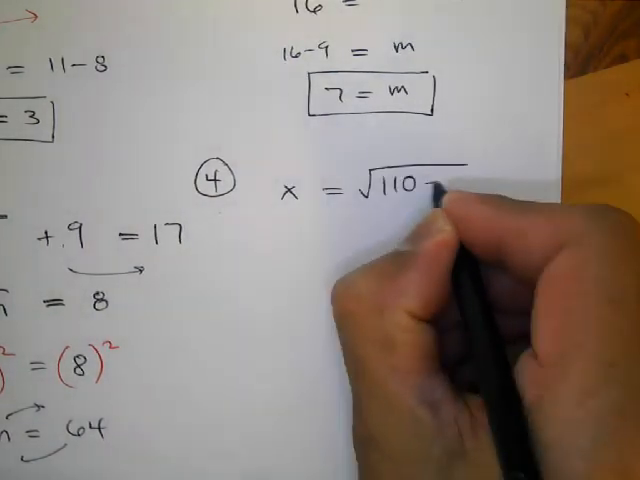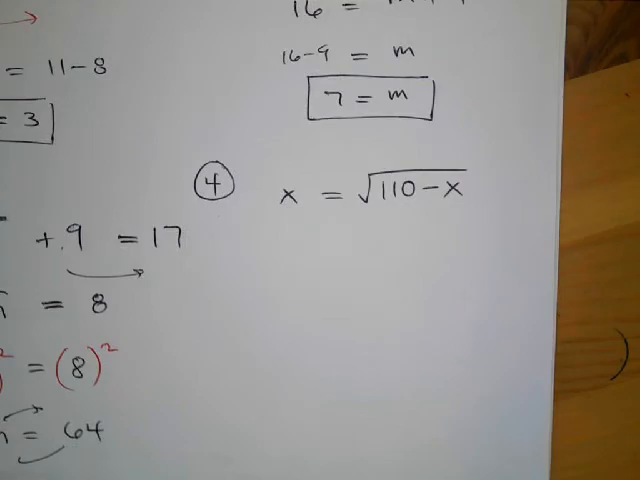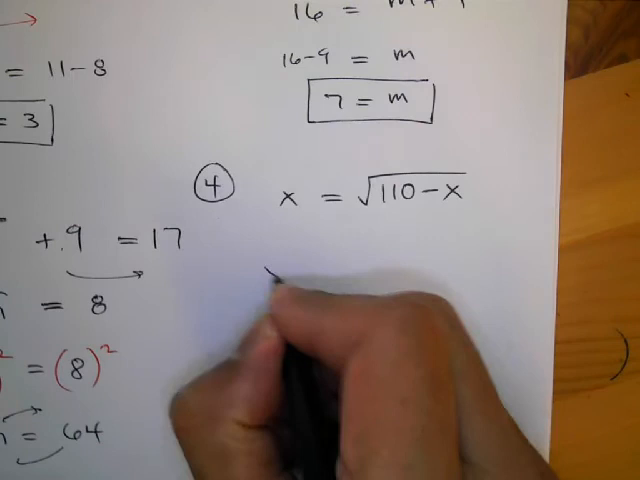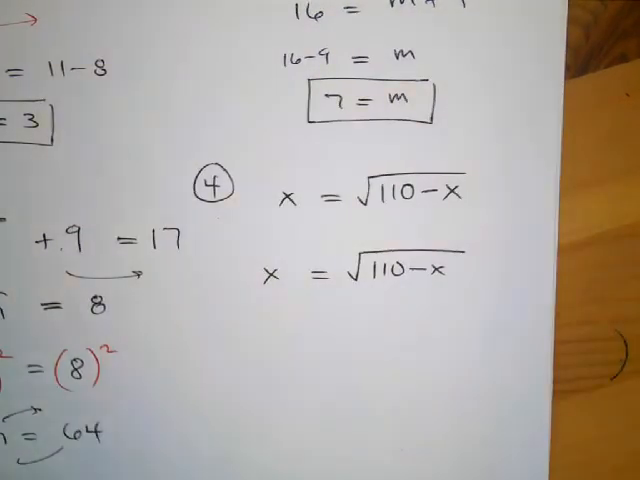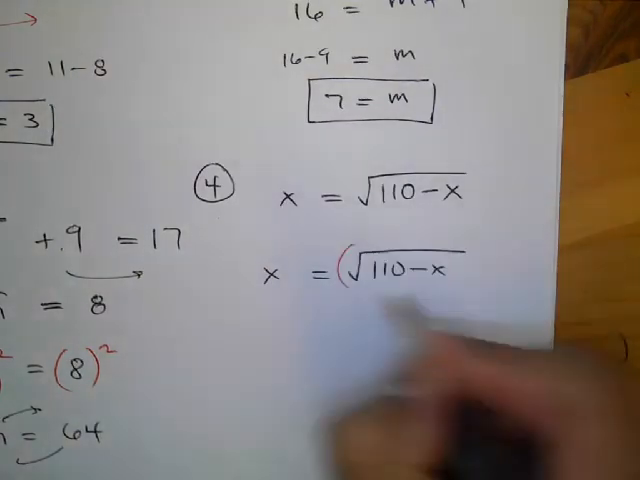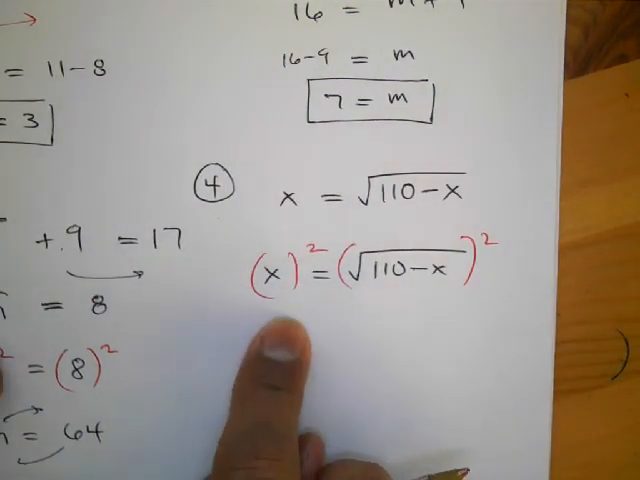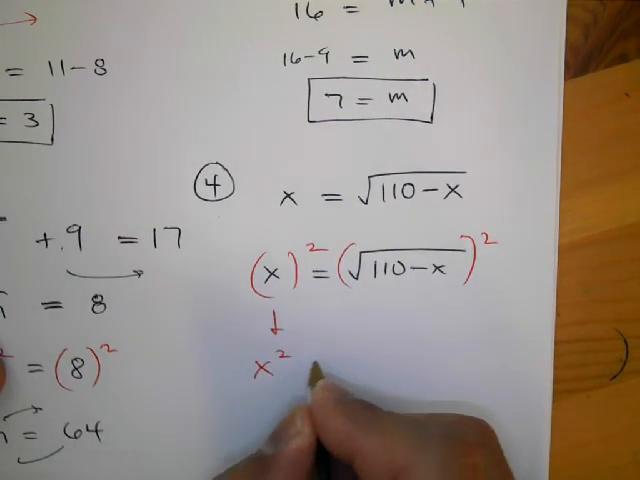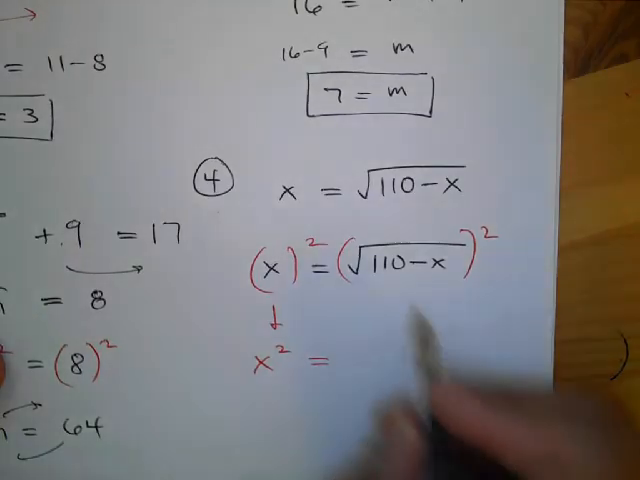x is equal to the square root of 110 minus x. Oh, it doesn't look too bad. I already have the radical alone on one side. I am ready to square both sides, right? But what are you going to realize right away? When I square both sides, see, now this is a quadratic. Now you're going to get x squared is equal to what?